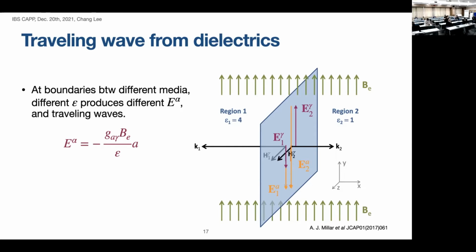The axion-induced electric field inside the dielectric, this orange arrow, is 4 times smaller than in the vacuum. So there is a discrepancy of this electric field. To make that up, the traveling wave has to have an electric field of half the size of the axion-induced field in the vacuum region. So that's the discrepancy, and the H field is the same both inside and outside. If you calculate the Poynting vector, E cross H, the Poynting vector inside the vacuum points this way, and inside the dielectric points that way. So the traveling direction is opposite.